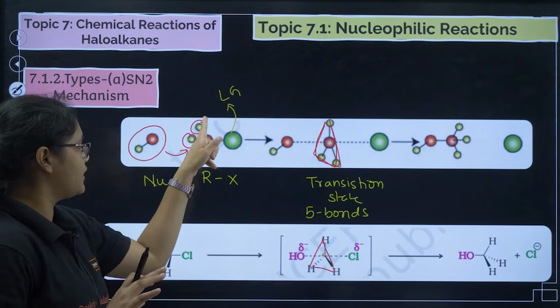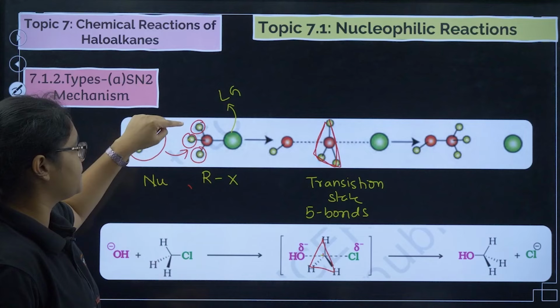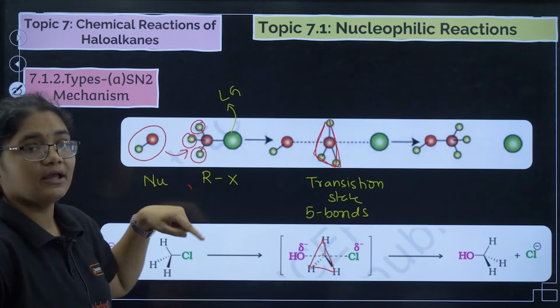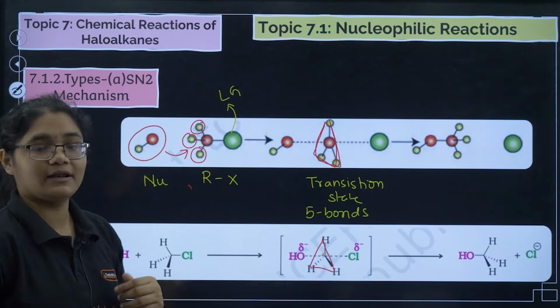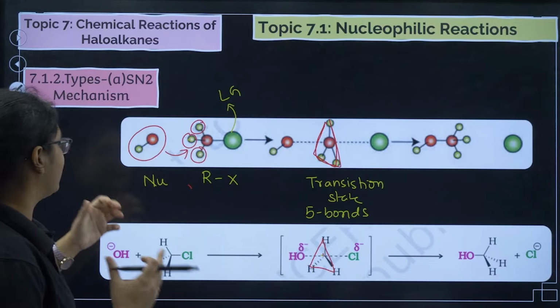In 1 degree, these are all H atoms, so small, less hindrance. In 2 degree, what will happen? There will be 1 carbon and 2 hydrogen. In 3 degree, there will be 3 carbon and 1 hydrogen. So that is why there will be a difference, right? So there will be more hindrance.